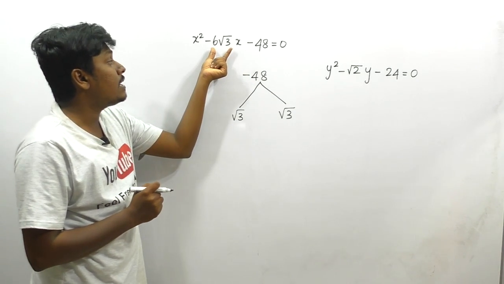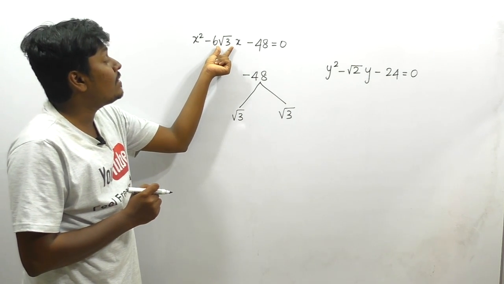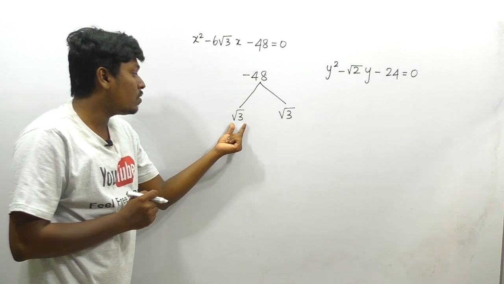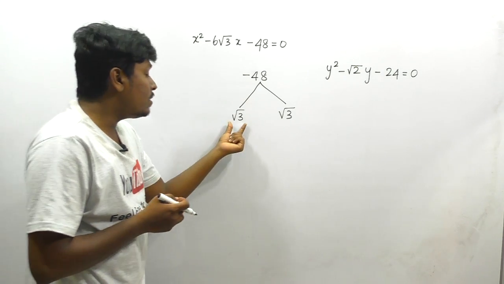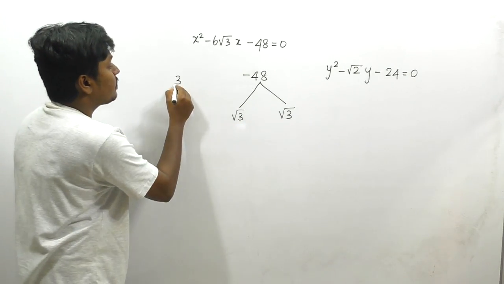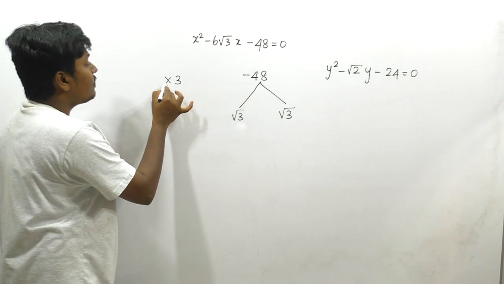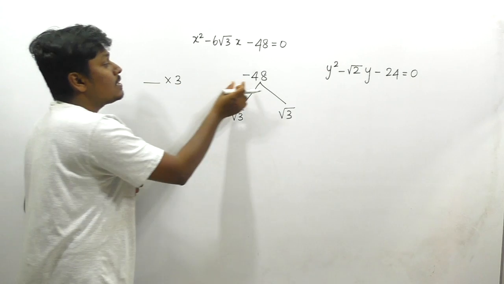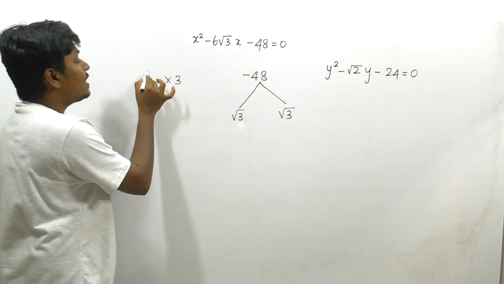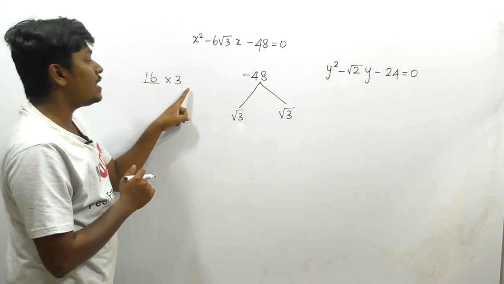Our first target is to write the number minus 48 here. And look at the number here. Here it is minus 6 root 3. Don't bother about minus 6. Just see, here it is root 3. So write root 3 and root 3 here. That is step number 1. Step number 2: root 3 into root 3 will be 3. Friends, got it? What number, if I multiply into 3, the resultant should be 48? I can say that 16 into 3 is 48. Friends, got it? 16 into 3 is 48.